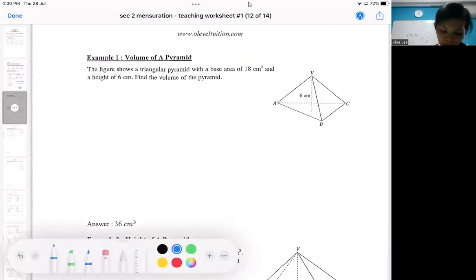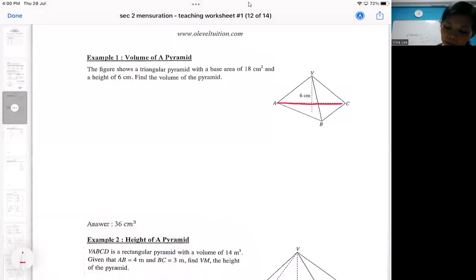You realize that they didn't even want you to calculate the base area. Okay, we can see that the base is a triangle, so they already calculated the base area for you. And if you look at the height, it dropped down from the sharpest point, so we assume that this is the perpendicular height. So we get the volume by doing 1/3 times base area times perpendicular height.